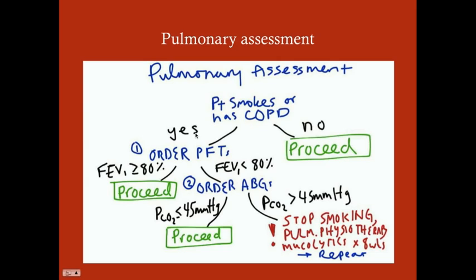Now, I want to add particularly here that if they have normal pulmonary function tests, meaning greater than 80% FEV1, you don't need to get ABGs. So you do the PFTs first. If they're normal, you can do the surgery.